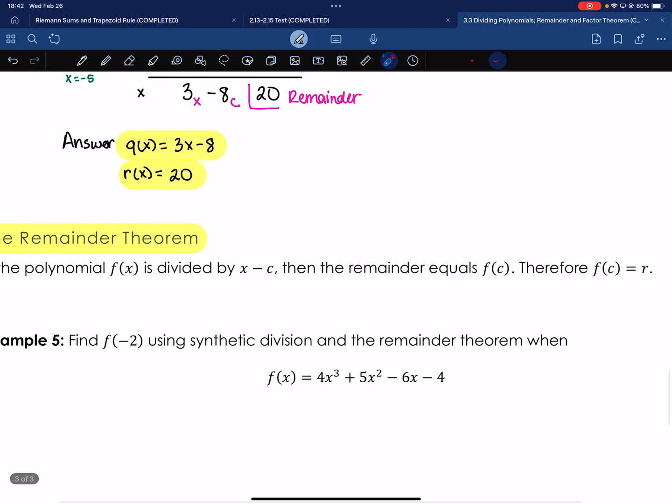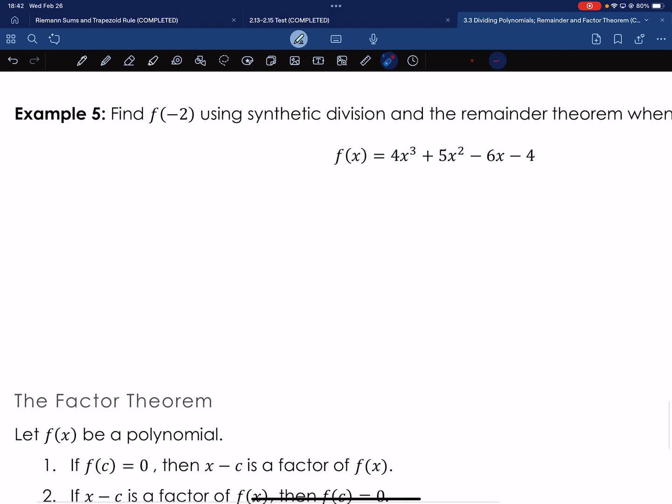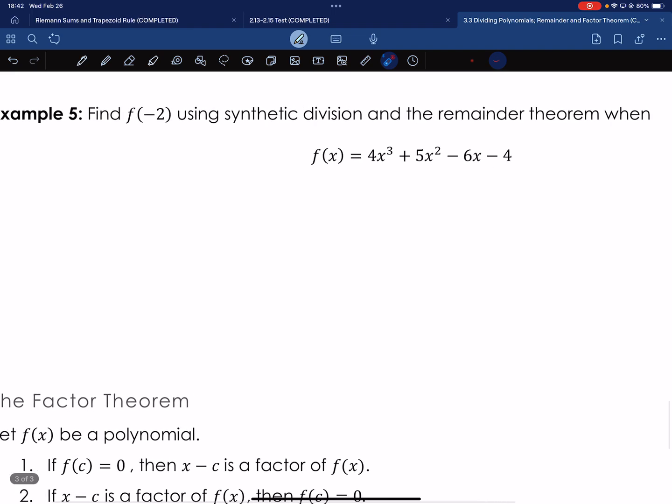Okay. If we're dividing by x minus c and the remainder equals f of c, so if you just plug in that same number that we solved for x, you're going to get the remainder either way. So I'm going to show you both ways. That way you can decide what you prefer. Okay. That way you at least see it.